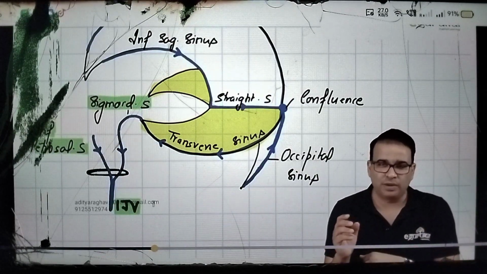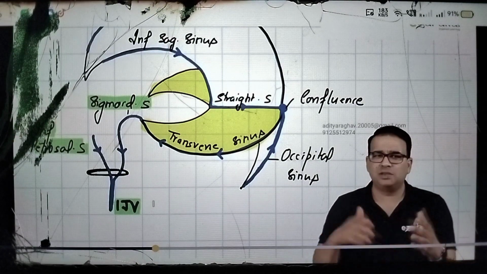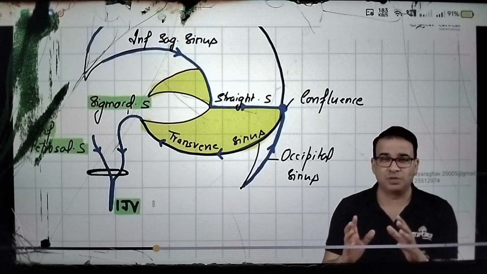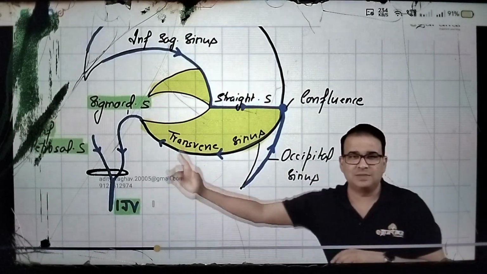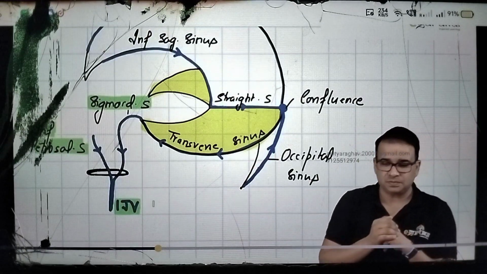Guys, for all the major veins in the body, you need to know at least their formative tributaries. If you don't know all the tributaries of internal jugular vein, that is still okay. But you cannot miss the formation, how they are formed. Formative tributary of internal jugular vein is by the sigmoid sinus and also by the inferior petrosal sinus.